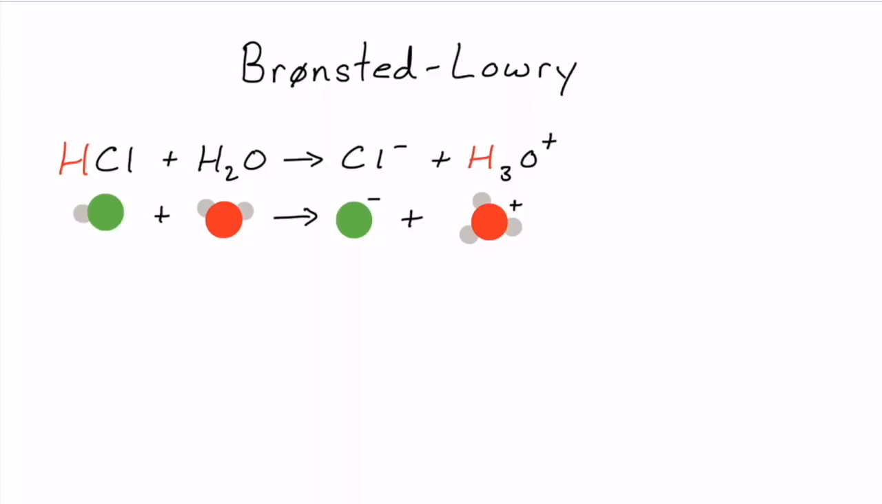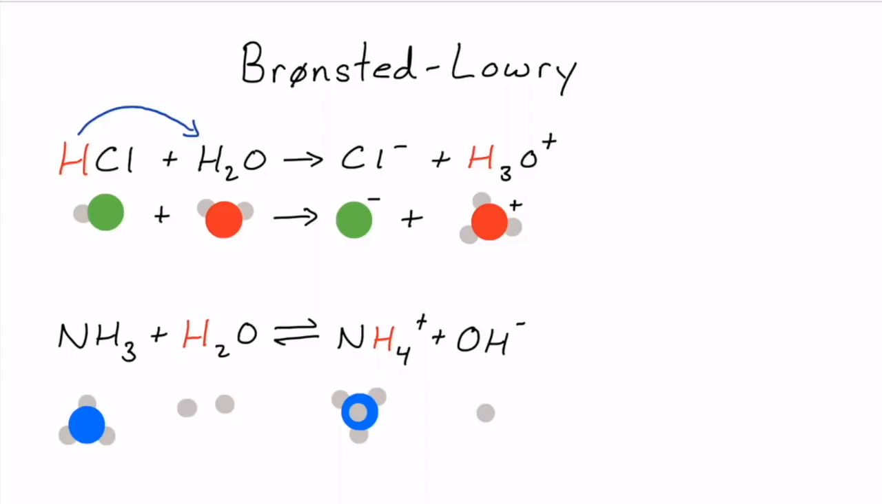For example, dissolving HCl gas in water results in the products of H3O+ and Cl-. The proton from the HCl got donated to the water. Similarly, if the base NH3 is dissolved in water, it results in NH4+ plus OH-. The proton from the water was donated to the NH3.